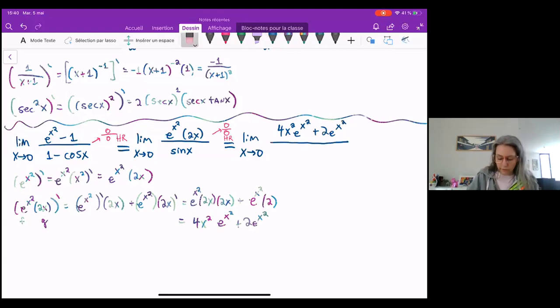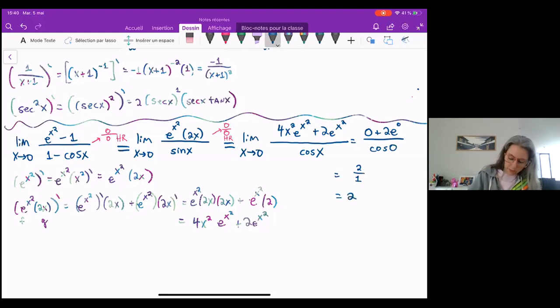Divided by the derivative of sine, which is cosine x. Okay, let's plug in again. There's really not much simplification I can do aside from factoring out e to the x squared, which is really not necessary. So we're going to get that this equals 4 times 0, that's a 0, times e to the 0, plus 2 e to the 0, over cosine 0, which gives me 2 over 1, which gives me 2 for my final answer after 2 applications of L'Hopital's rule.